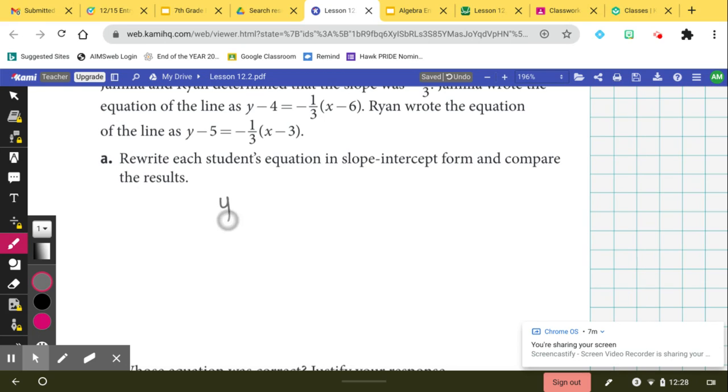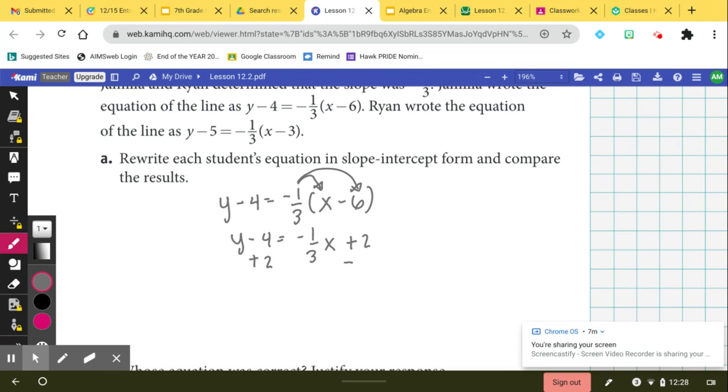Well, y minus 4 equals negative 1/3 times x minus 6. So distribute in. So we get y minus 4 is equal to negative 1/3 x plus 2. And we need to add 4. So y is equal to negative 1/3 x plus 6. So that's for Jamila's. So let's do Ryan, see what we get.